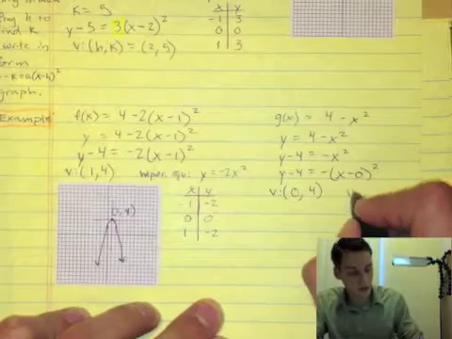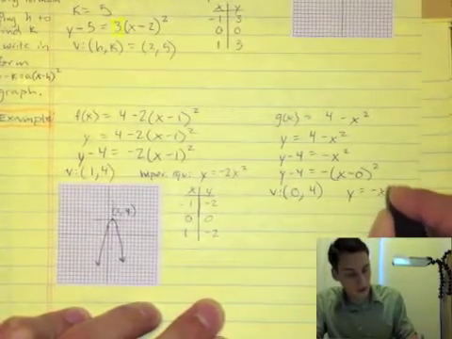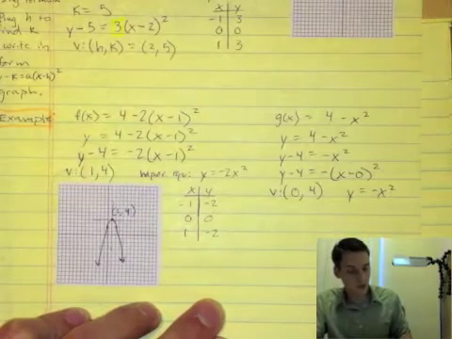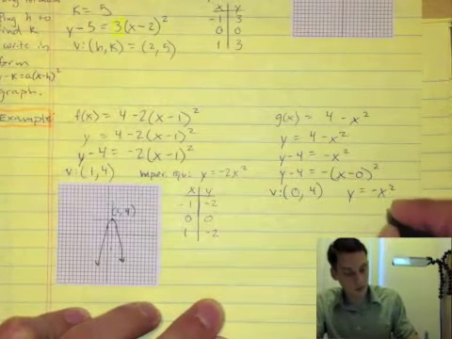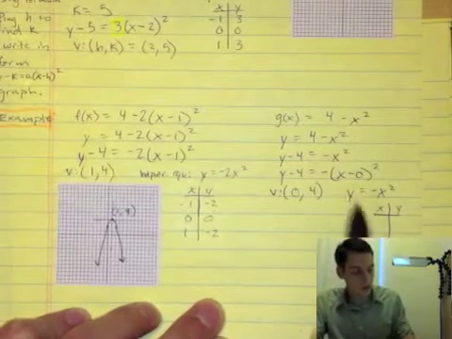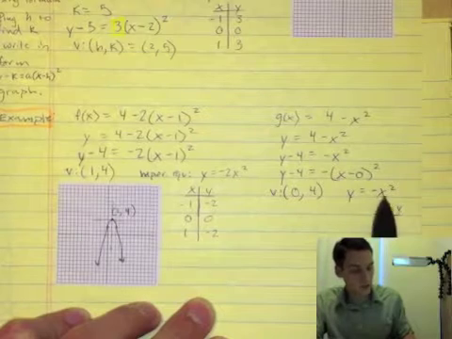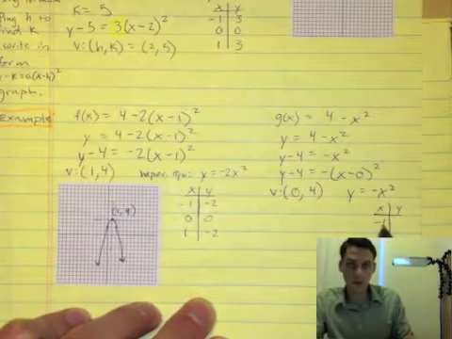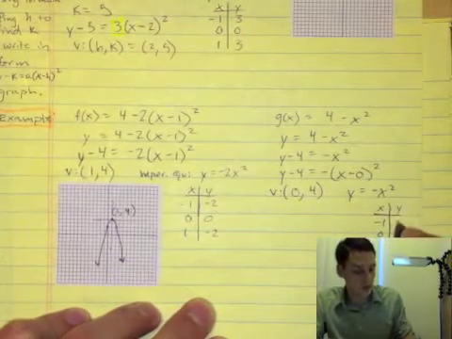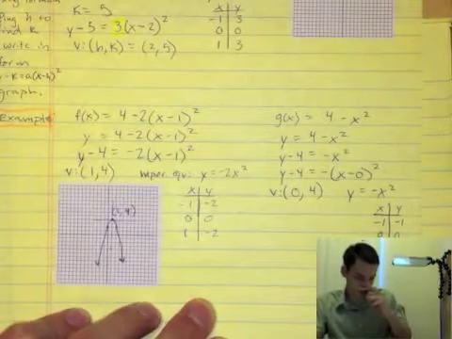Our helper equation is y equals negative x squared. And we can do a t-chart and put in -1, 0, 1. -1 squared is 1 times a negative is -1. That's 0, and that'll be -1 also.